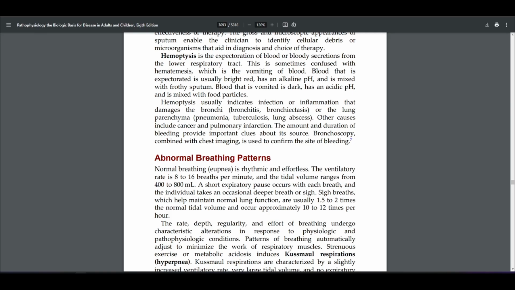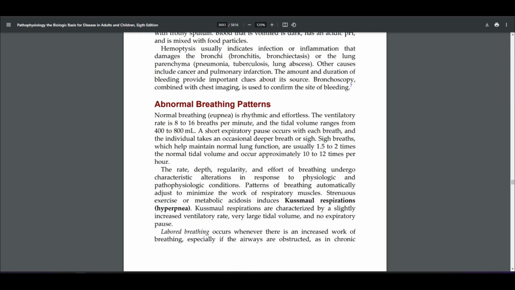Hemoptysis usually indicates infection or inflammation that damages the bronchi via bronchitis or bronchiectasis, or the lung parenchyma via pneumonia, tuberculosis, or lung abscess. Other causes include cancer and pulmonary infarct. The amount and duration of bleeding provide important clues about its source. A bronchoscopy combined with chest imaging is used to confirm the site of bleeding.